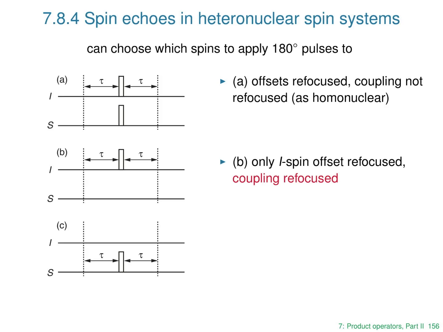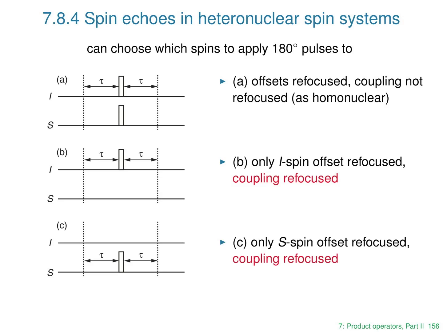The second option is to only apply the 180-degree pulse to the I spin. Now, what effect will that have? Well, you would expect it to refocus the offset of the I spin because there's a 180-degree pulse, and you would not expect it to refocus the offset of the S spin because you aren't doing anything to the S spins, so it would be unreasonable to expect that they should be refocused. And what I'm going to show you in a moment is that in this version of the spin echo, the coupling is refocused. So that's in contrast to the homonuclear case.